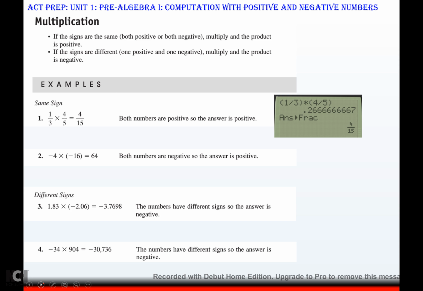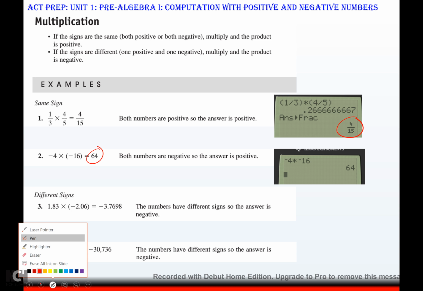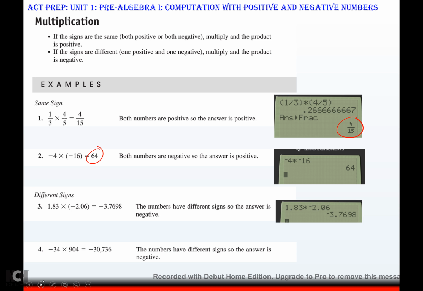So I have 1/3 times 4/5, which is 0.26 repeating, math enter, and you get 4/15. Next one, I have a -4 times a -16, which is a positive 64. Decimals, again, your calculator will take care of it. I got 1.83 times a -2.06 is -3.7698. And the last one, -34 times 904 is -30,736.